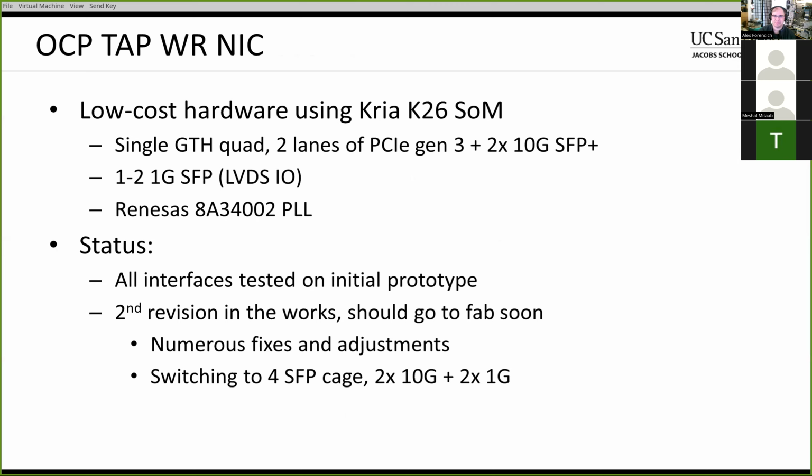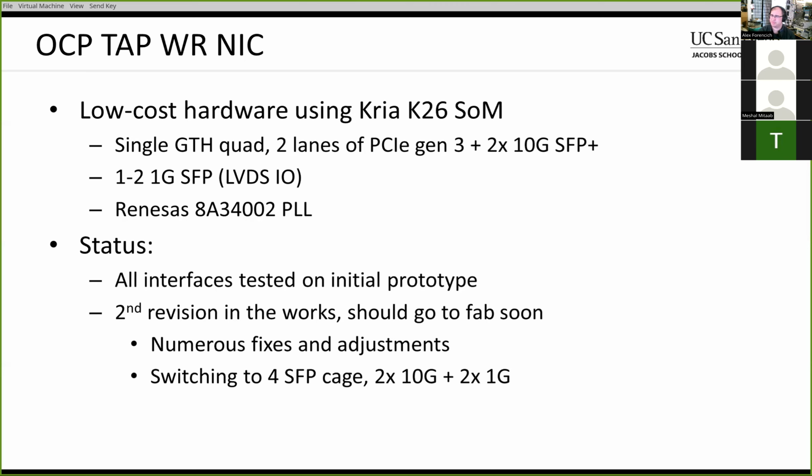So the initial version of it, the K26 SOM only has one GTH quad, so we have to use 2 lanes of that for PCIe, and then we use the other 2 lanes for 2 10 gig SFP pluses. And then the card's also going to have 1 or 2 1 gig SFPs wired to LVDS I/O. The initial prototype only has 1, but it looks like for the second revision, we're switching to a 4-slot cage, and we're going to wire up 2 slots. And then there's also a Renesas PLL chip, which is used for generating all of the necessary clocks as well as providing a tunable source.